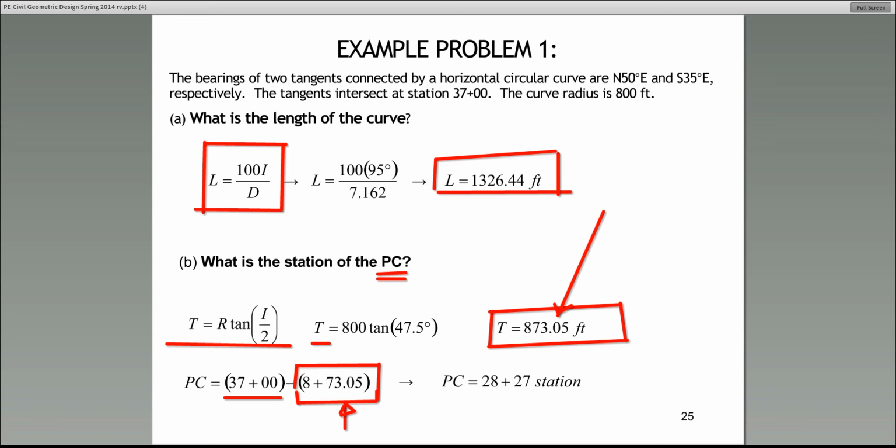So when you subtract that from 37 plus 00, this is what you end up with. All right? PC has a station 28 plus 27. Guys, this is not very difficult, but those of you who don't do this on a daily basis, you may want to practice and understand how to subtract things in terms of stations. All right?